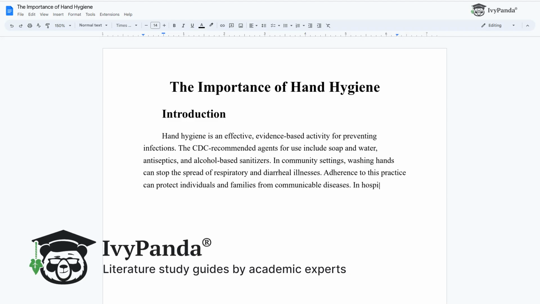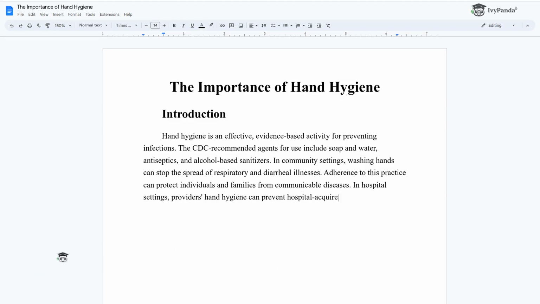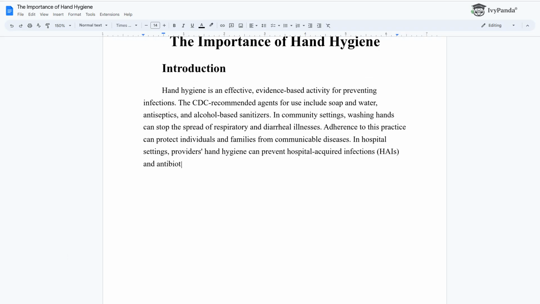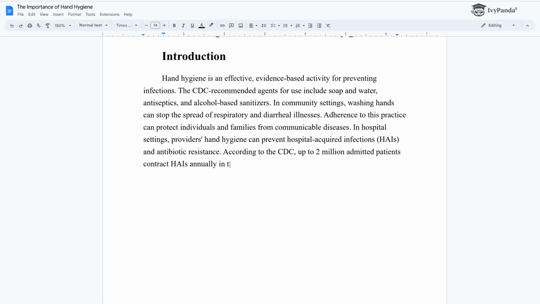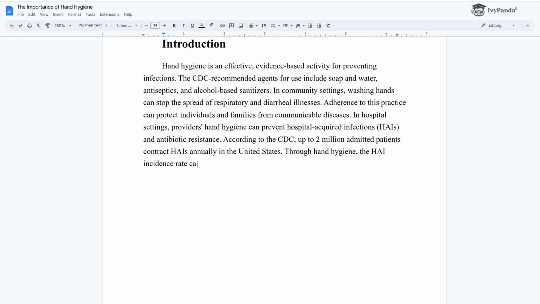In hospital settings, providers' hand hygiene can prevent hospital-acquired infections, HAIs, and antibiotic resistance. According to the CDC, up to 2 million admitted patients contract HAIs annually in the United States. Through hand hygiene, the HAI incidence rate can be reduced.